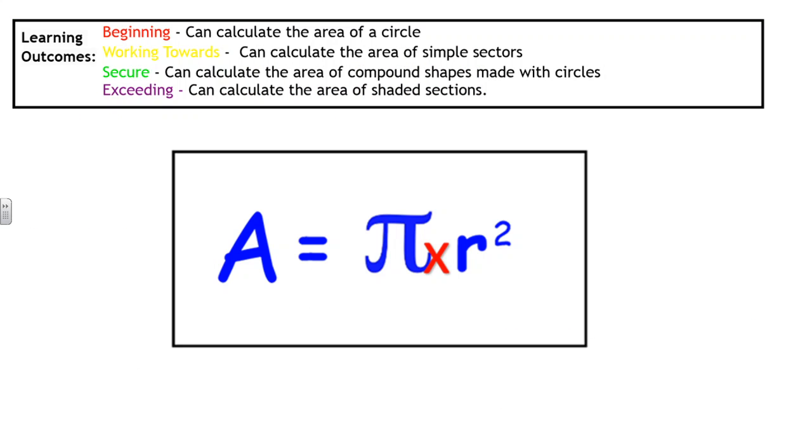So the main fact from today that you need to commit to memory is the formula for area of a circle. The formula for the area of a circle is pi times the radius squared. If you can make a note of that, please.